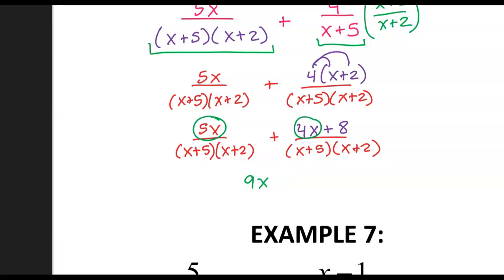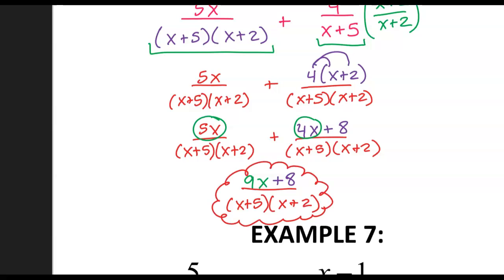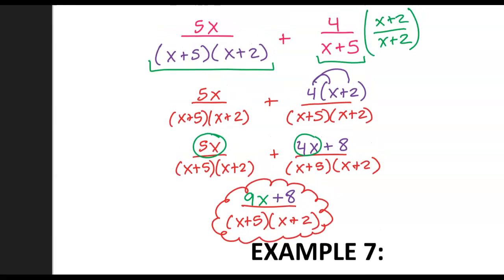So it's 9x plus 8 in our numerator over (x plus 5)(x plus 2). What do we now need to check for now that we have combined? Like factors that you could cancel. Can the numerator be factored any further? No, there is no GCF we can pull out. This is our final answer. We have 9x plus 8 over (x plus 5)(x plus 2).